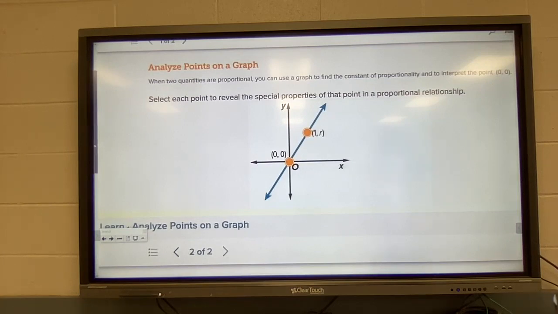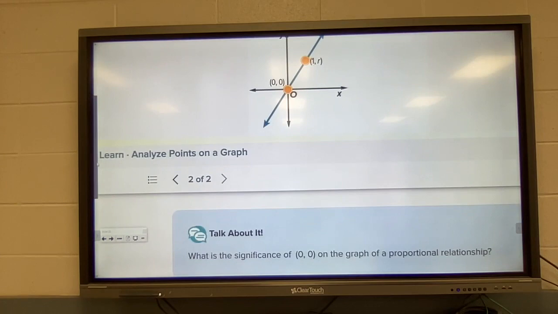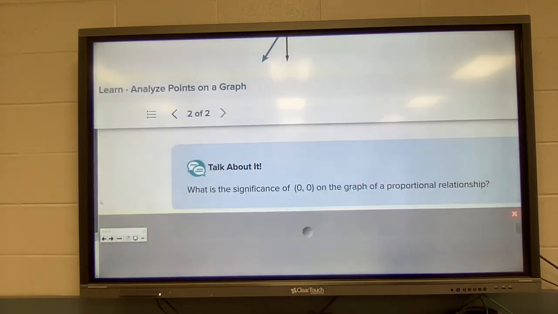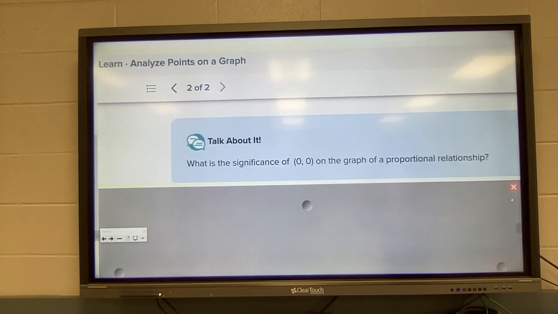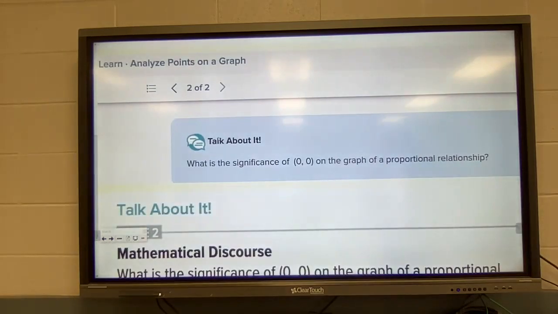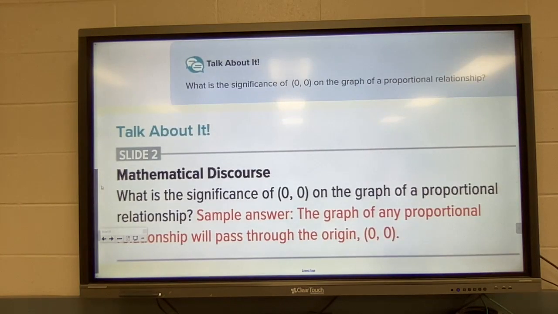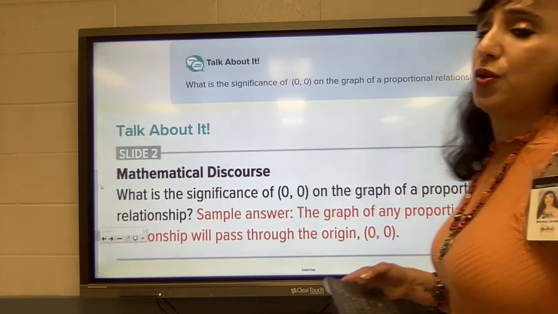Let's learn how to analyze points. What is the significance of 0, 0 on the graph of a proportional relationship? If we talk about this, we know the graph of any proportional relationship will pass through the origin.